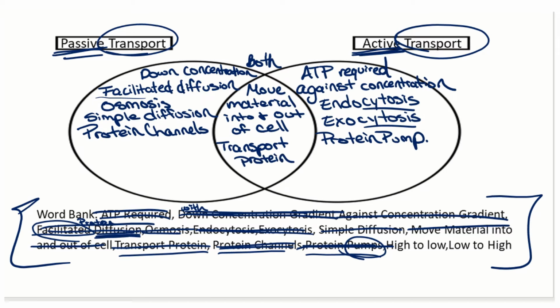Okay, and then we're left with high to low and low to high. High to low means that that is the actual way to go with the concentration. So that's passive transport. So that would be high to low, with the flow. Okay, low to high, that's actually going against the flow. That's something that is going to require energy.